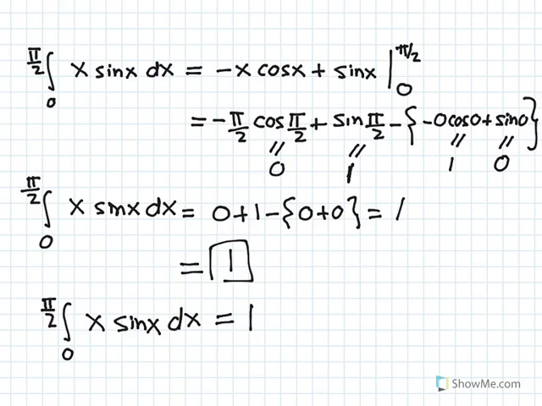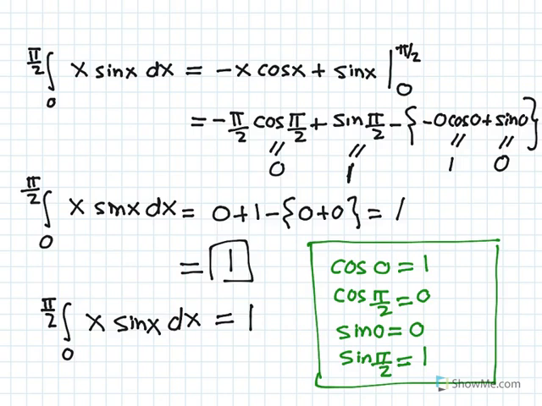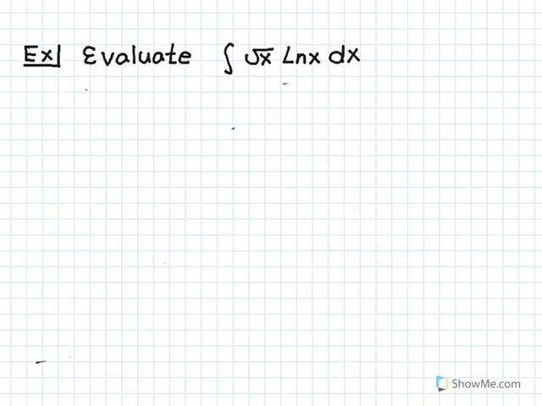All right, let's write a few of the trig functions that we looked at earlier. It's important that you memorize that cosine 0 is equal to 1. Cos of pi over 2 is equal to 0. Sine of 0 is 0. Sine of pi over 2 is equal to 1. Good to memorize these. You will need them.